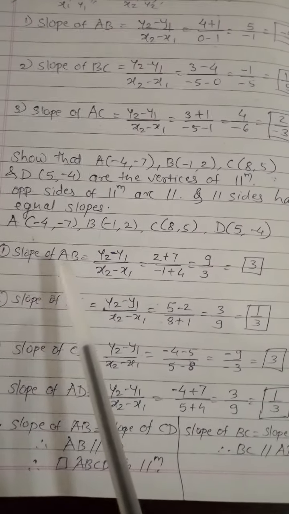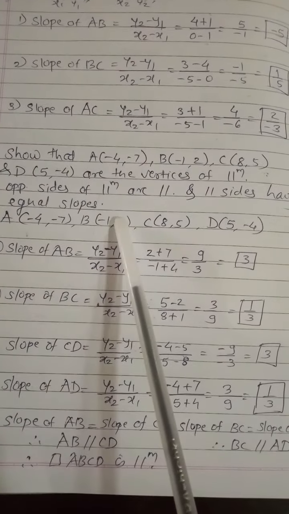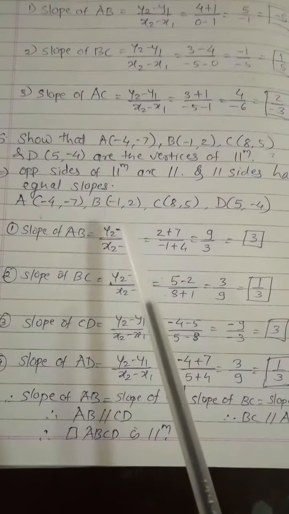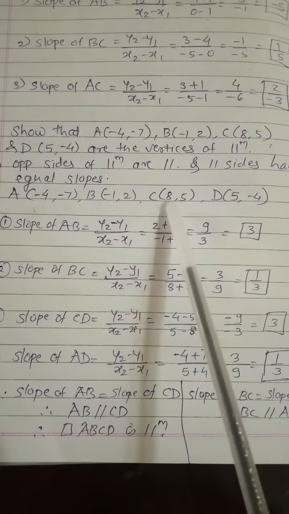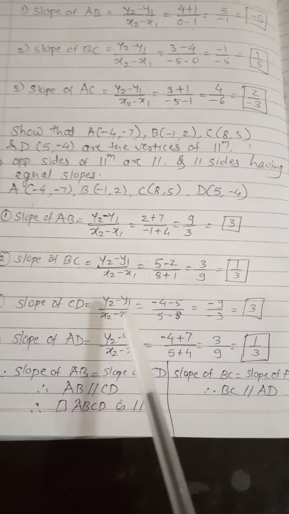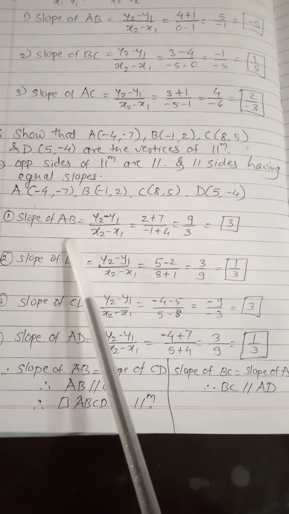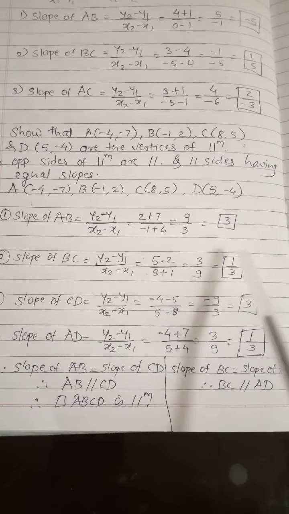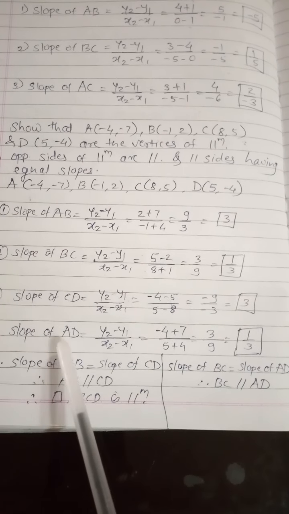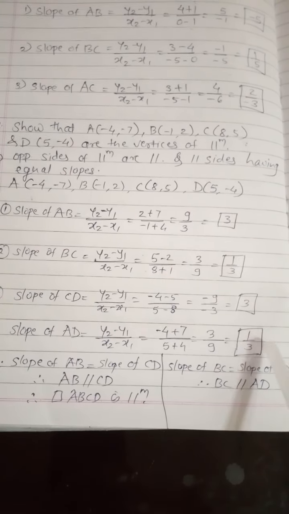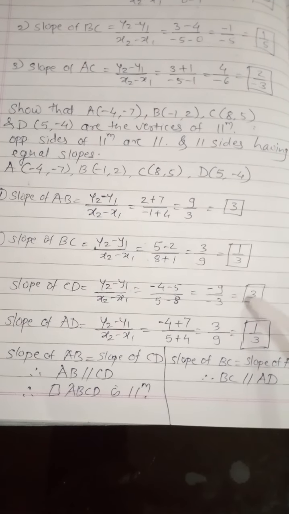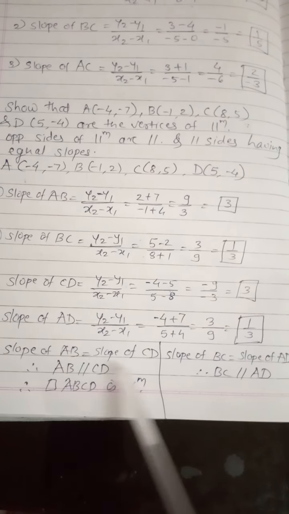First we find the slope of AB. Again we consider y2 minus y1 and x2 minus x1. Using this formula we find the slopes of AB, BC, CD and AD. See carefully. The slope of AB is 3, BC is 1 by 3, CD is 3, and by the same formula the slope of AD is again 1 by 3. So the slope of AB is equal to the slope of CD, and so these two lines are parallel.